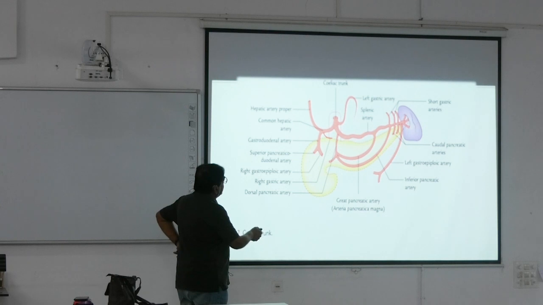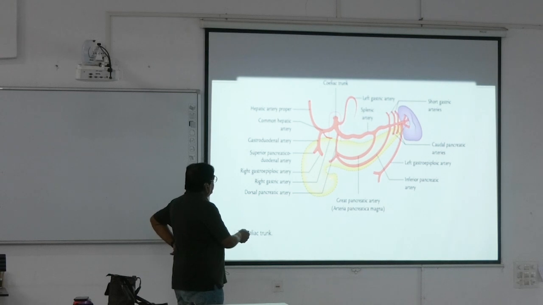this is the pancreatic. The uncinate process of the pancreas is supplied by the superior pancreatoduodenal. The duodenum and the pancreas is supplied by the superior pancreatoduodenal. Right gastroepiploic artery, this is right gastroepiploic. Right gastric artery is this. Dorsal pancreatic artery is this.